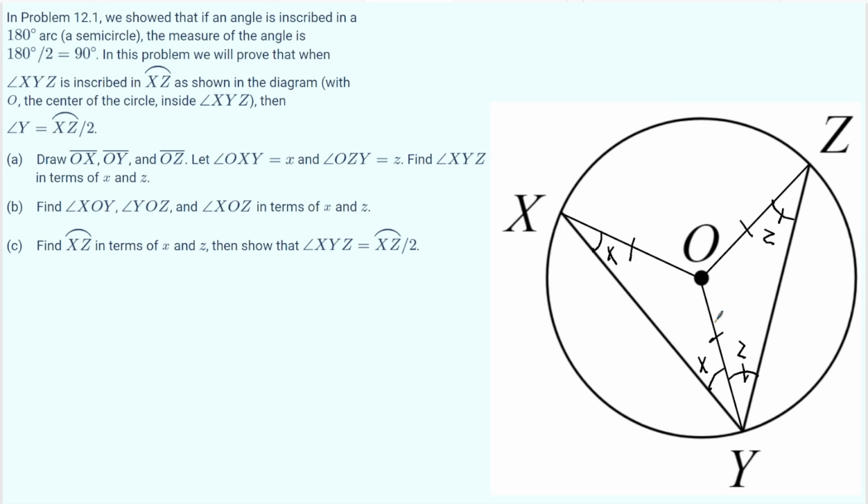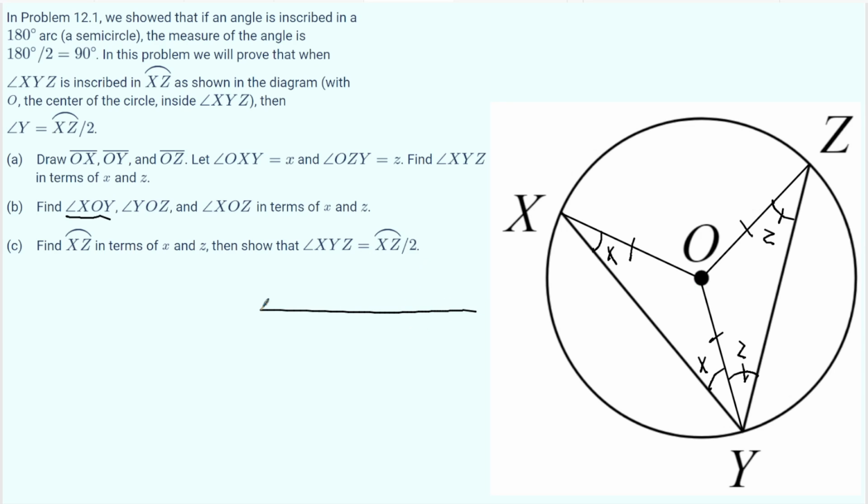So for part B, we want to find the measures of XOY, YOZ, and XOZ in terms of lowercase x and z. So let's start with the angle XOY. Well, angle XOY is an angle of a triangle, and we have an expression for the other two angles. They're just our lowercase x. We know all three angles of a triangle add up to 180.